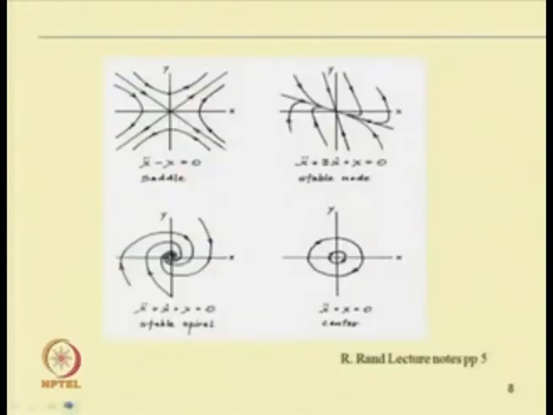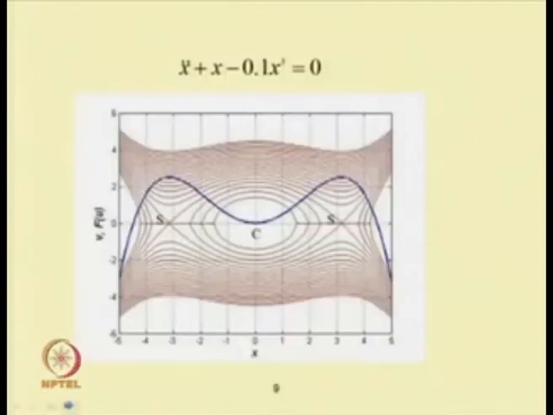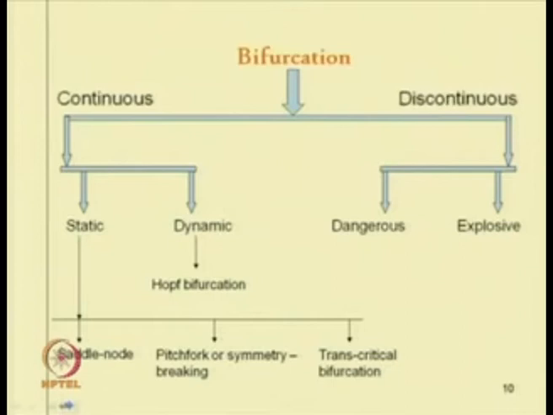We have seen some examples, which is known as a saddle. In this case the origin is the saddle point. Similarly, this is a stable node and a stable spiral or focus. Then this is the center: x double dot plus x equal to 0. Here one can find a periodic response and it belongs to the center.